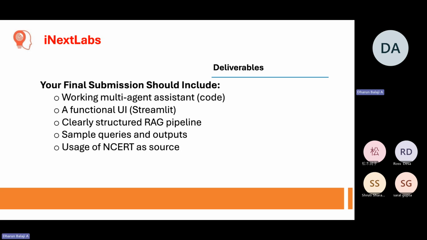And on the final submission, you have to give a working multi-agent code, as Sarah mentioned in the Discord group, which you can submit in the provided link. It should have a functional UI, and you can create pipelines for retrieval augmented generation, multi-agents, and for document intelligence also.